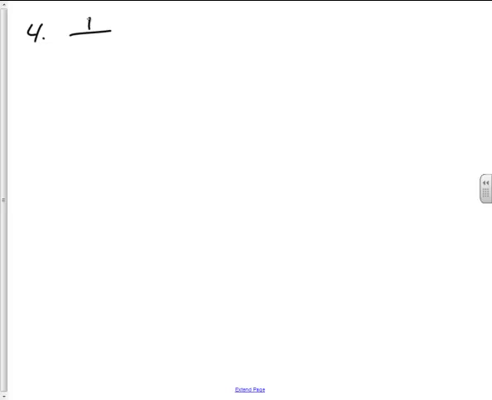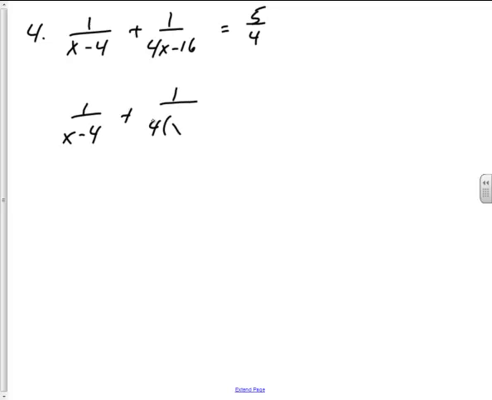Let's look at number 4. We want to solve the rational equation. We have 1 over x minus 4 plus 1 over 4x minus 16 is equal to 5 over 4. So I'm going to factor the second rational expression's denominator, so I factor out a 4 and I get 4 times x minus 4 there, equal to 5/4. Now at this point I find my least common denominator, which will be 4 times x minus 4.